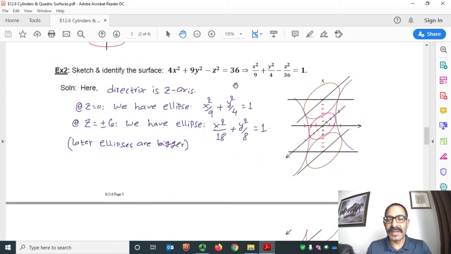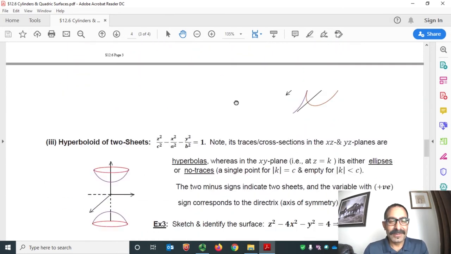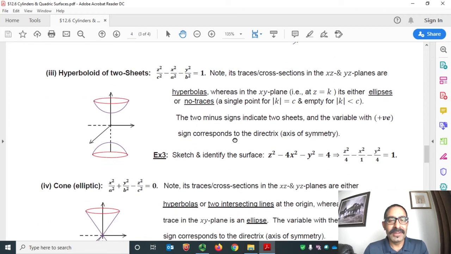I hope this makes sense to you all. Now let's move on. Now 3, hyperboloid of 2 sheets. Its equation is of the same form as the hyperboloid of one sheet, but it has 2 minuses here. Either the minuses are on x and z, or on x and y, or on y and z.